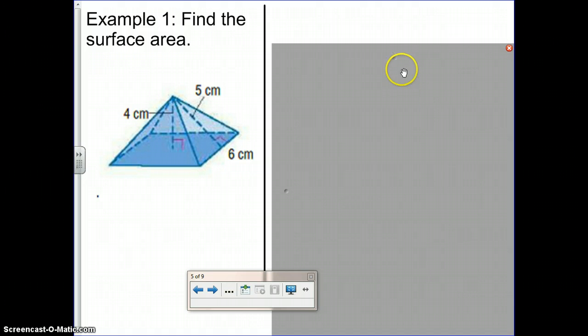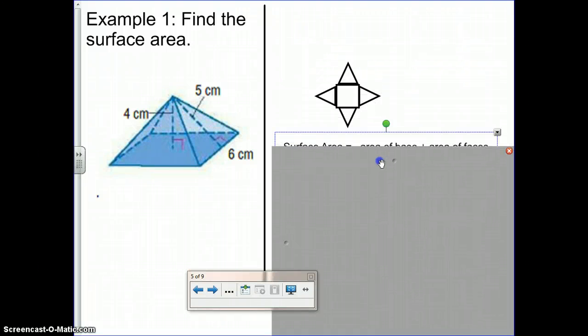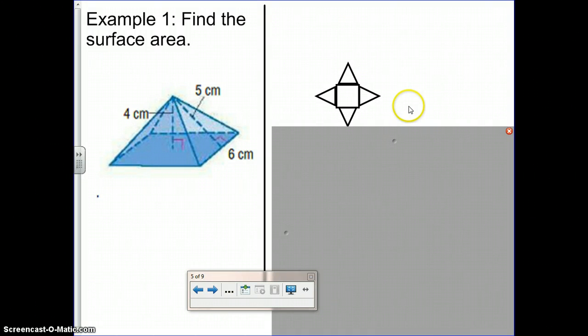To find the surface area of this pyramid, I would first draw the net of the shape. It's a great idea right now to pause the video and think for a second. What is that going to look like if I unfold those sides? If you're picturing something like this, you are right on. It's a square and 4 triangles.